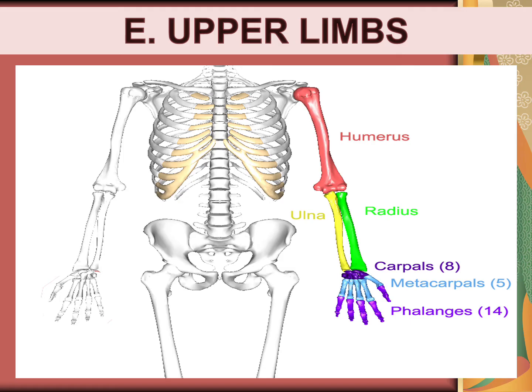The upper limbs are 30 separate bones from the skeletal framework, no? And we have the right and the left. Humerus, radius, ulna, 8 carpals, 5 metacarpals, and 14 phalanges of the hand sa right upper limb. And all in all, in layman's term, this includes the arm, the forearm, and the hands.